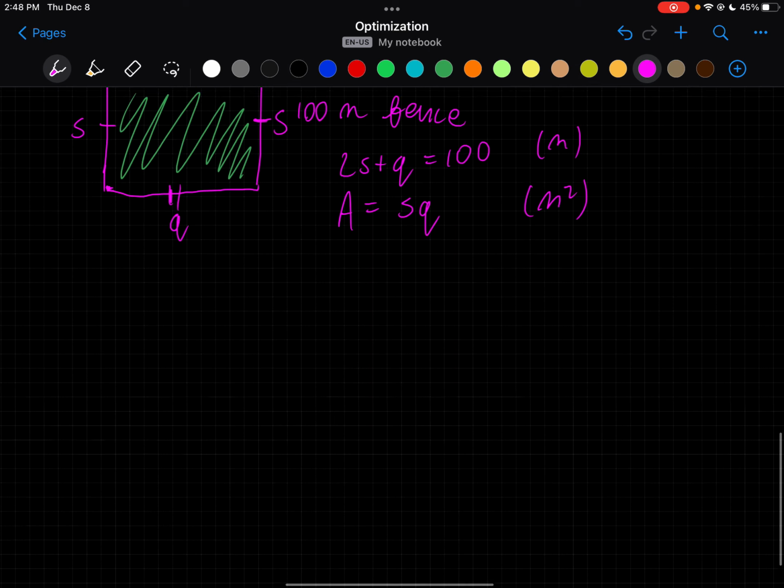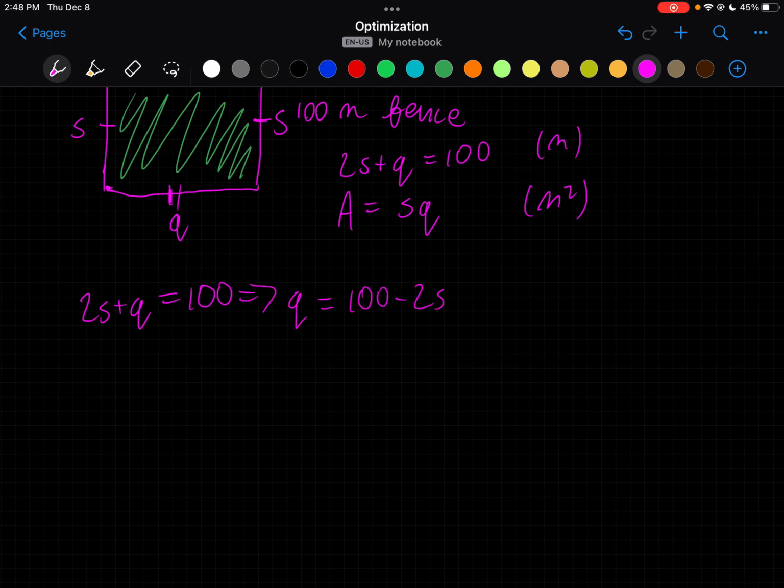So now we really just have to isolate for one of the variables. And I guess Q looks the easiest, so I'll just do that. So from the perimeter equation, 2S plus Q equals 100, we have Q equals 100 minus 2S.